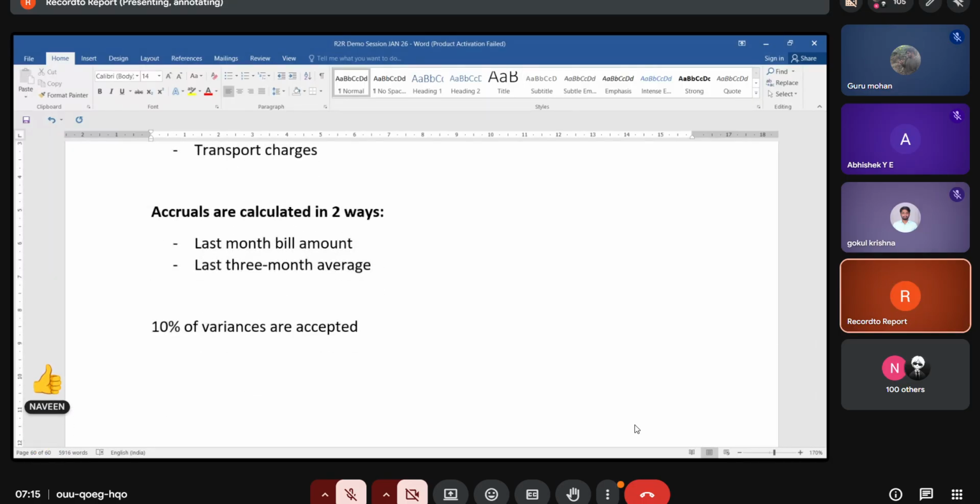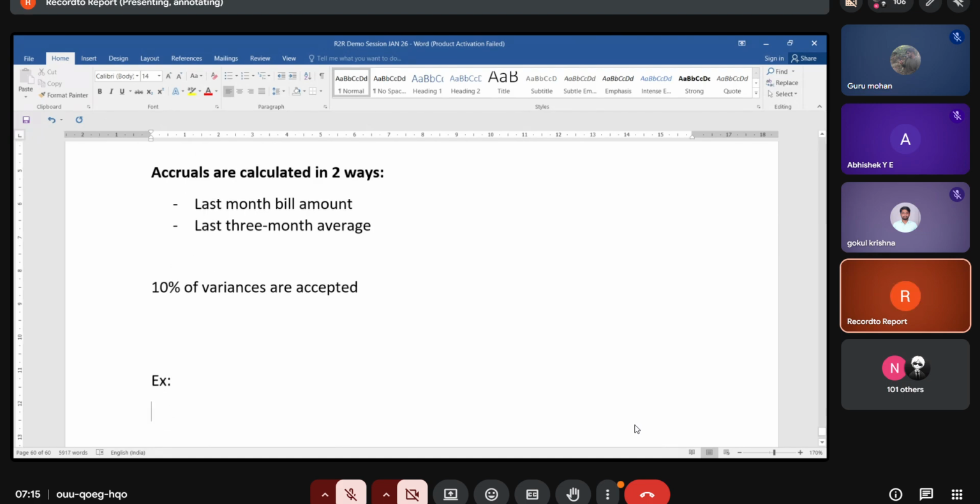See, if it is a reversible entry, so there are ways to book the entries. Let's understand this with an example: ABC company.